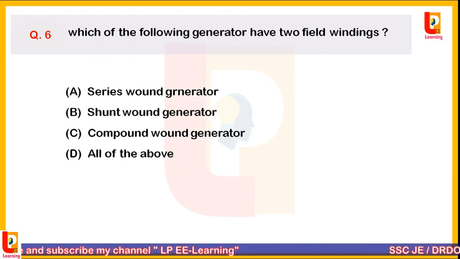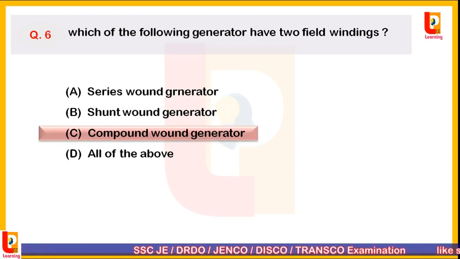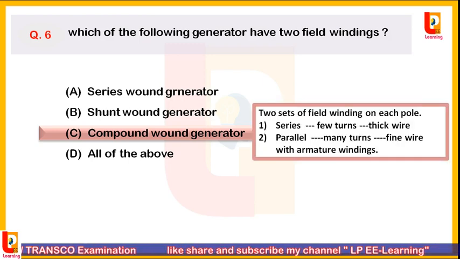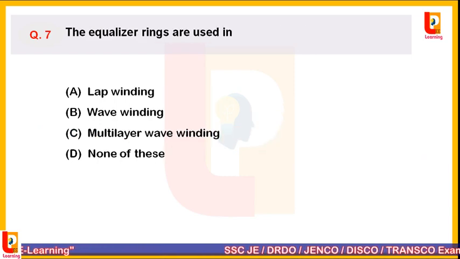Question 6. Which of the following generators has two field windings? Option A, series wound generator; B, shunt wound generator; C, compound wound generator; and option D, all of the above. The correct answer is option C, compound wound generator. In a compound wound generator, there are two sets of field winding on each pole. One of them is connected in series, having a few turns of thick wire, and the other is connected in parallel, having many turns of fine wire, with the armature winding.